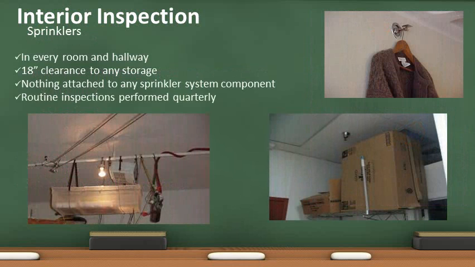Sprinkler systems are required to be inspected, tested, and maintained monthly, quarterly, annually, and every 5 years. No storage above or within 18 inches below the level of the sprinkler head is permitted. Nothing can be attached to any sprinkler system component. All photos show code violations that need to be corrected. If the sprinkler system is not functioning, a fire watch is required. The policy that addresses out-of-service systems can be found on the San Diego Fire Department's website.